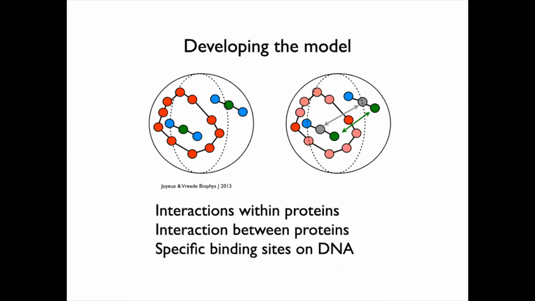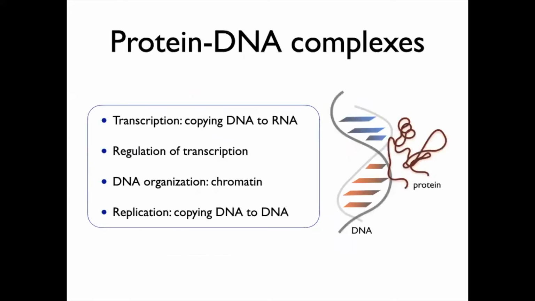The interaction between proteins can be tuned, and also specific binding sites on the DNA. And that is the last bit I want to show. How do we actually get these effective potentials? It's one thing we want to do, but actually knowing more about protein-DNA complexes is relevant for lots of cellular processes. I focused here on transcription, but of course also DNA replication. This is very important in DNA organization.